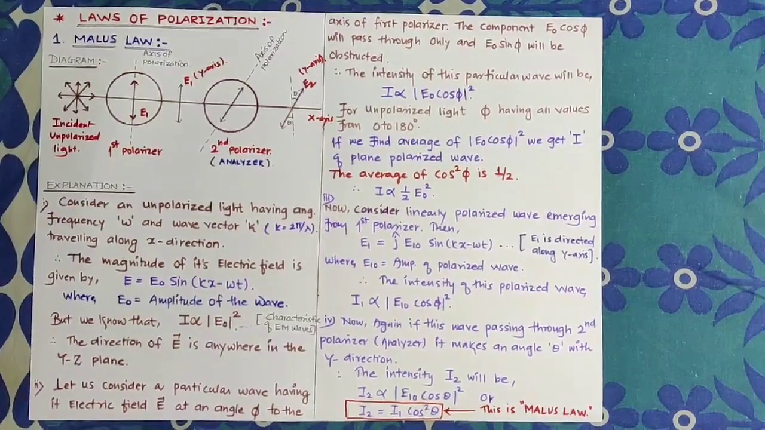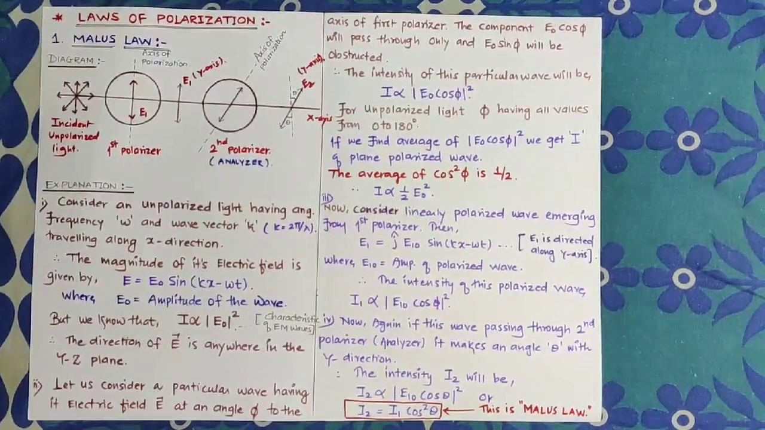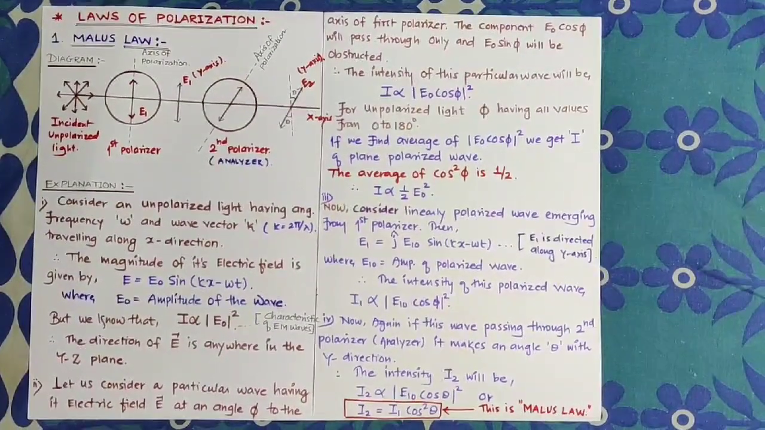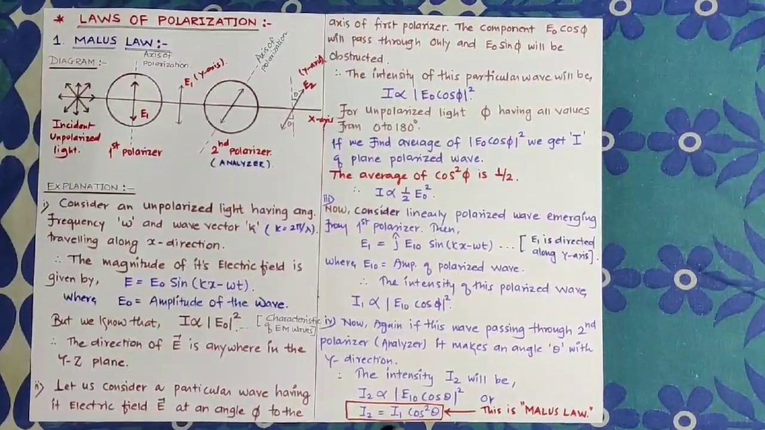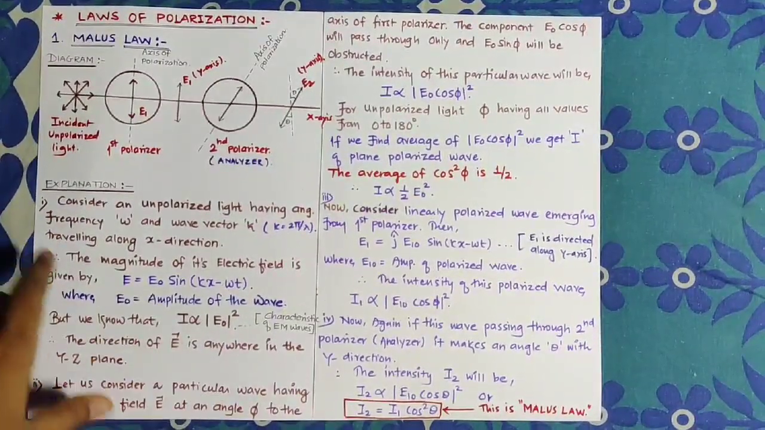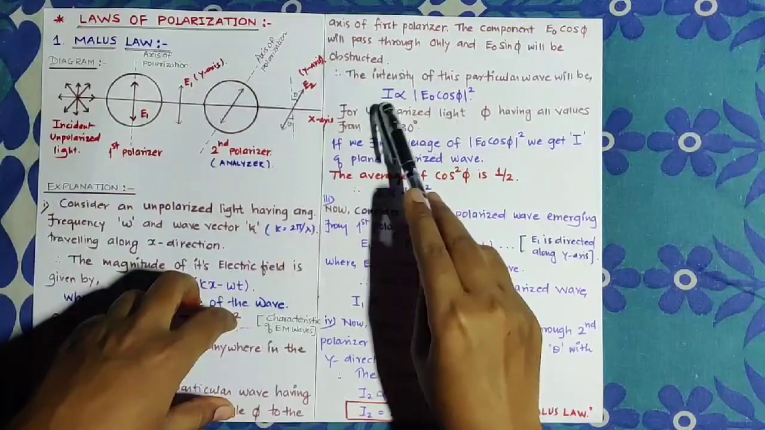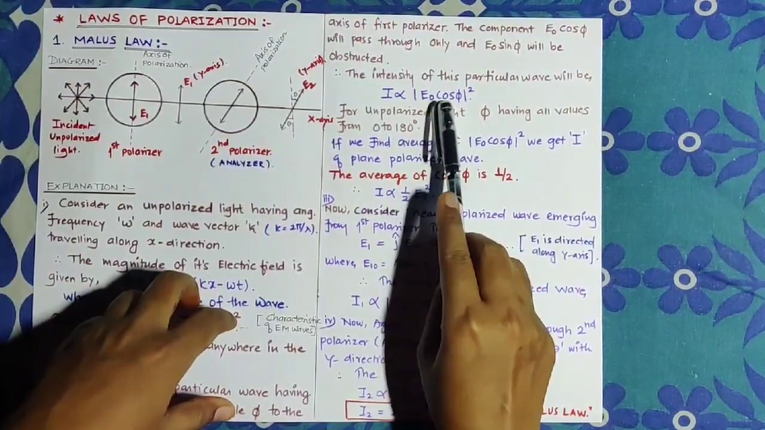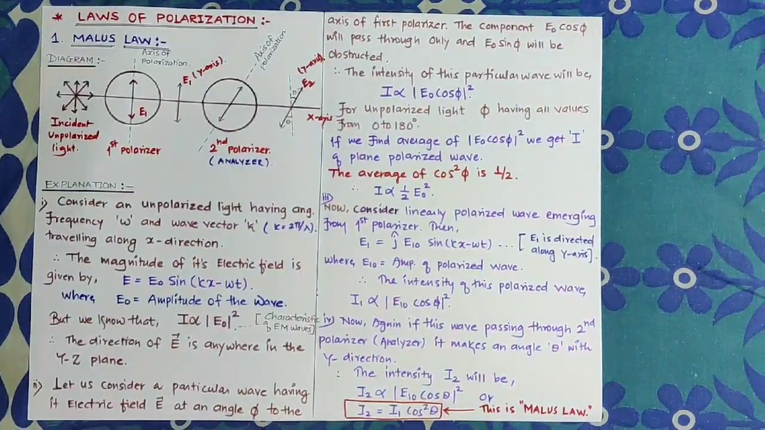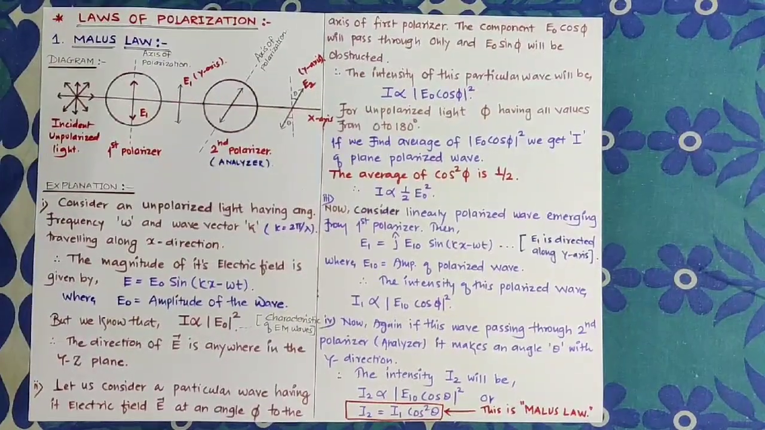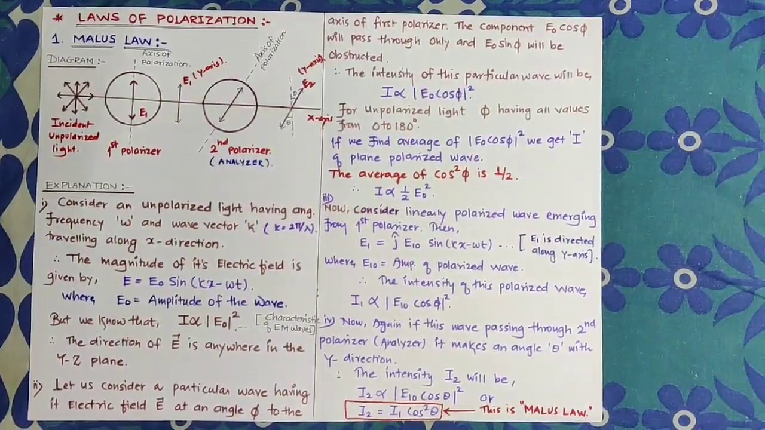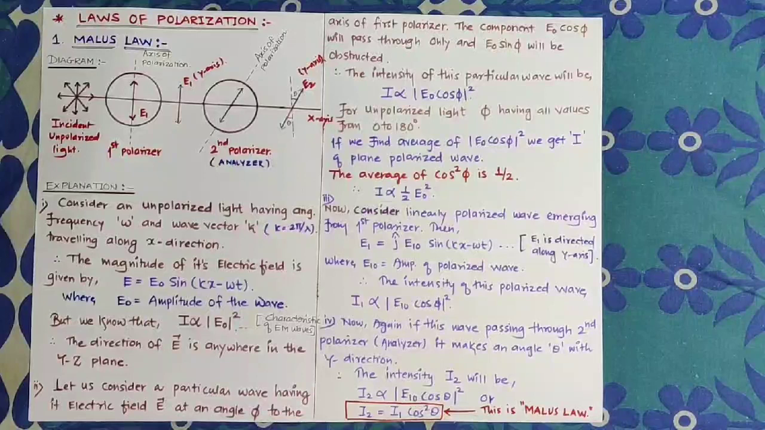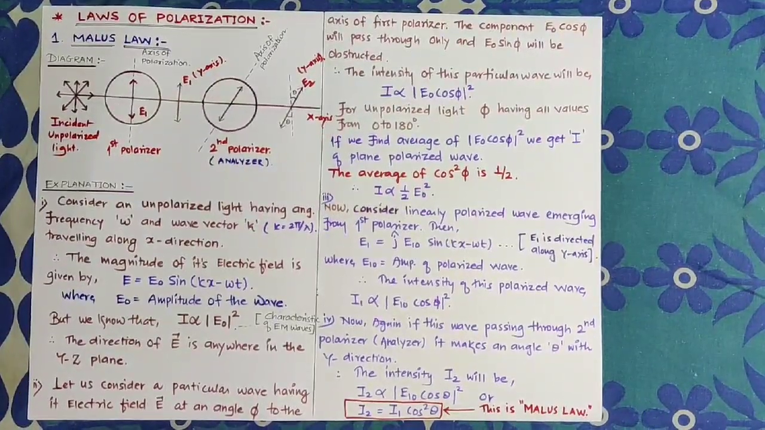So Malus law represents the intensity of the plane polarized light. He discovered that the intensity of the plane polarized light is directly proportional to the amplitude of the given wave, and cos phi represents the phase angle. Why? Because we consider this unpolarized light as an electromagnetic wave, and when we consider an electromagnetic wave, we consider the phase, right?